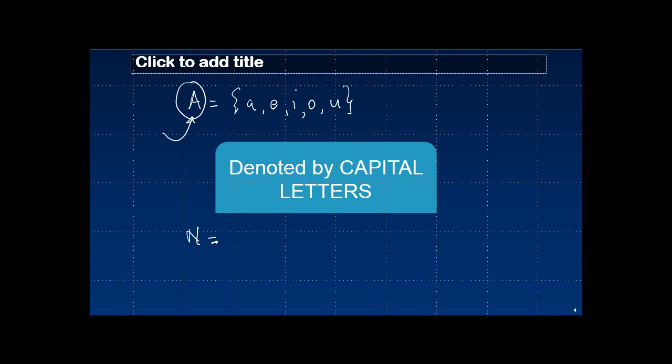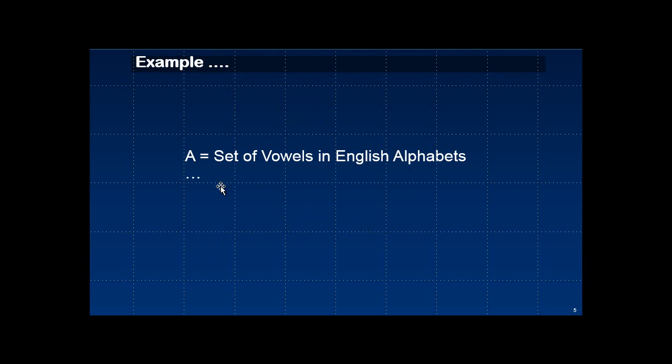So let's say, for example, we use N as the collection of natural numbers. But again, the capital letter is used to denote a set. So in our example, we said A is equal to the set of vowels in the English language, which was A, E, I, O, U. So A is a set denoted by a capital letter. These are the elements of a set.